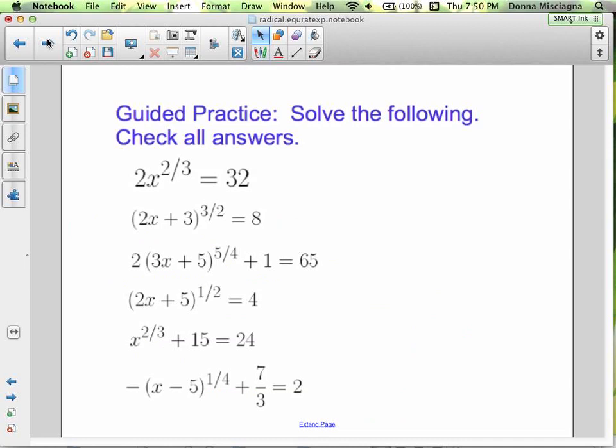These are problems already posted on Schoology. And so go ahead and solve these problems. And that's what we're going to be working on in class tomorrow.